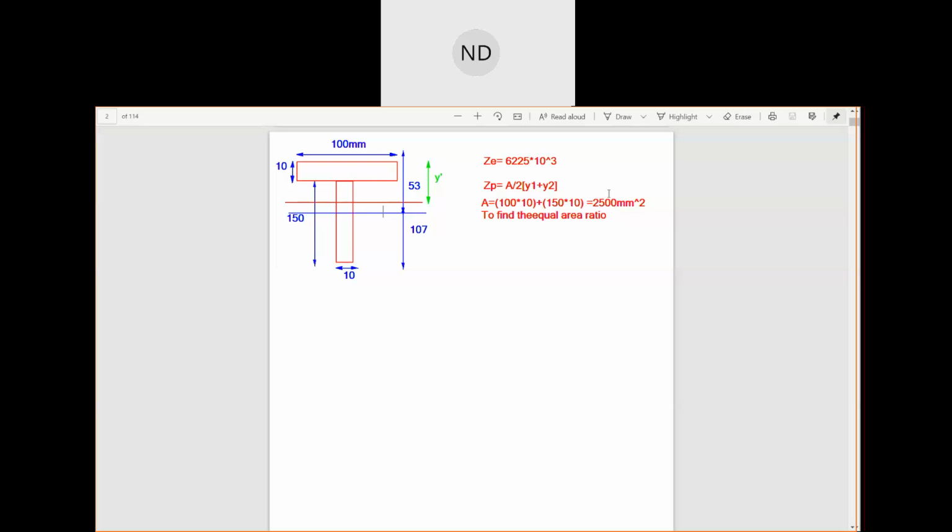That means this 2500 is divided into half and half here. Half of this 2500 should be this and half should be this. This equal area axis is dividing into two equal areas. Suppose this is your y dash, measured from the top. So if we know this is our y dash, what will be your bottom portion below this equal area axis?